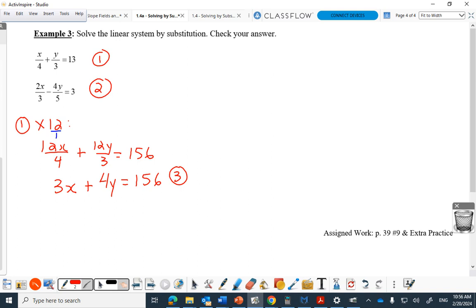Now in another color, tell me. What's the magic number for equation 2? 15. Take the common denominator and multiply everything in equation 2 by 15. You try it now. Don't wait till tonight to find out you don't know what you're doing. Try multiplying equation 2 by 15 and let the magic happen.